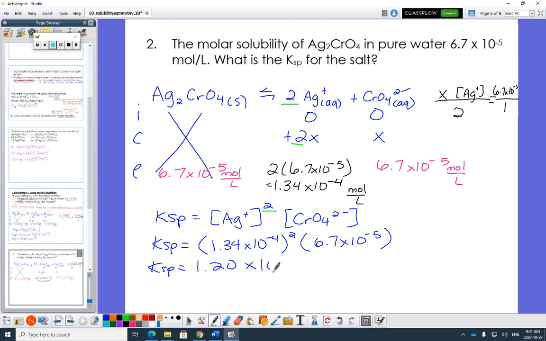You should get 1.2 times 10 to the negative 12. So really, really tiny values, because again, last year we would have said, nope, these cannot dissolve. Now we're forcing them to dissolve, so it makes sense that it's just a little bit dissolving.